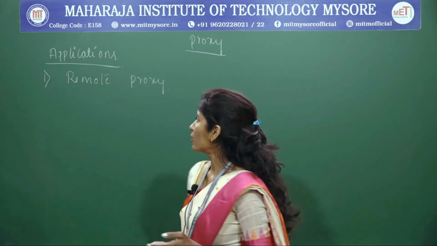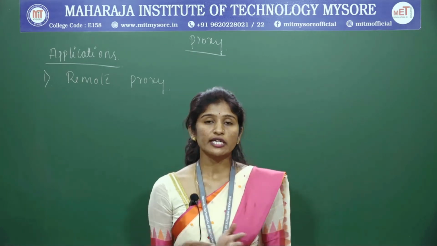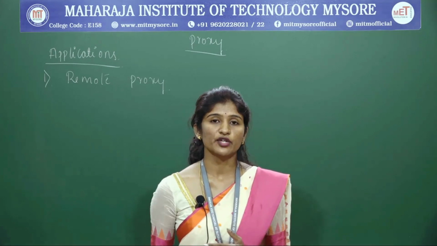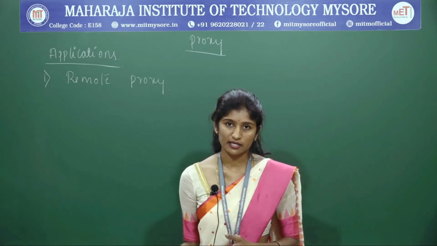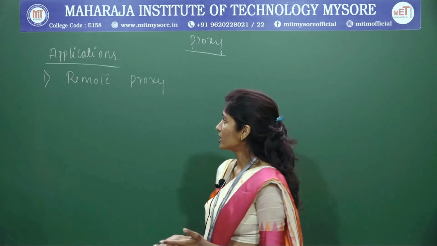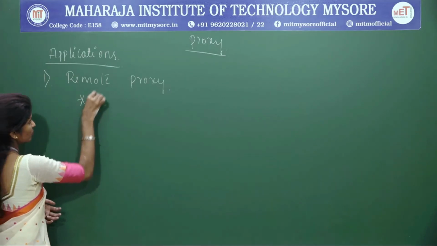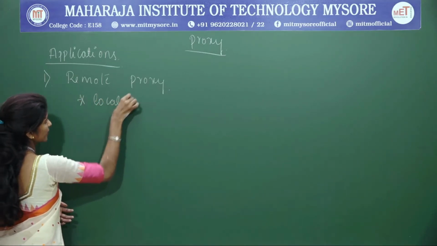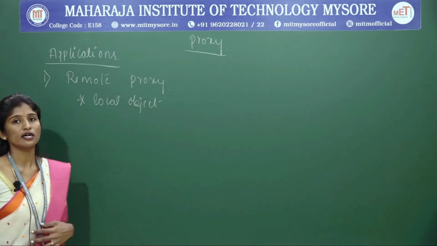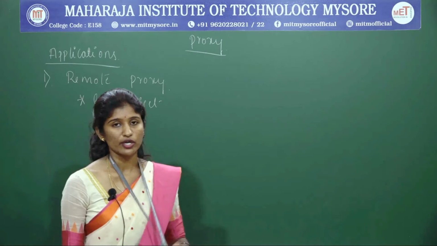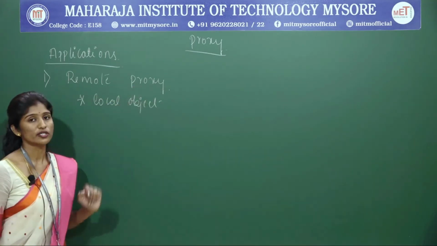Okay. So the remote proxy, I told you, is going to provide the coding and decoding of the information for the objects which are present in different address spaces, right? So it is going to serve as a local object. Okay, so it is going to be taken as a local object, and then it is going to provide the information that is present in the different address locations. Okay, so that is the first application you can tell with respect to the remote proxy.